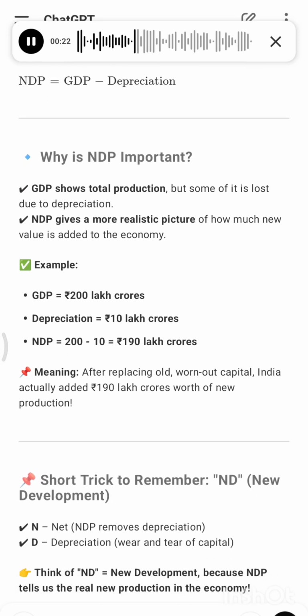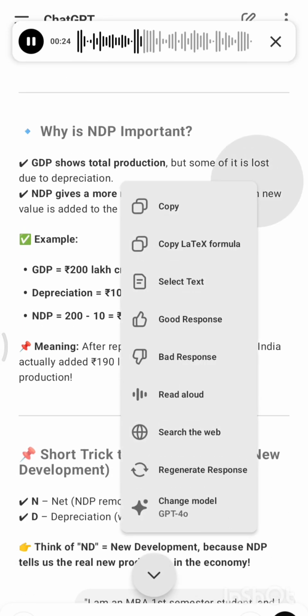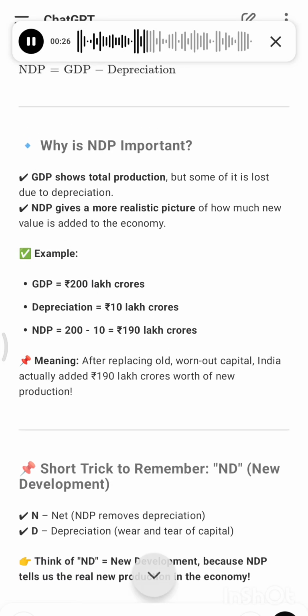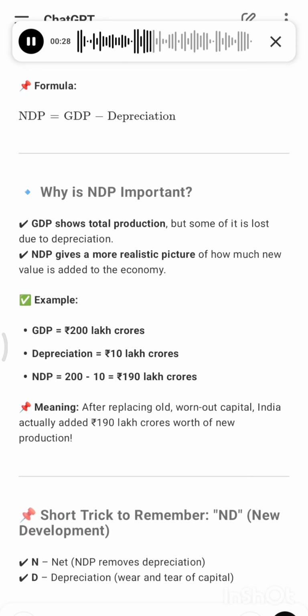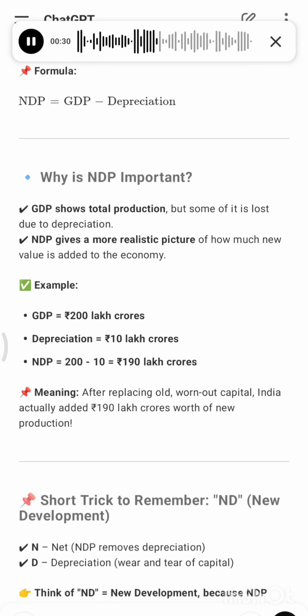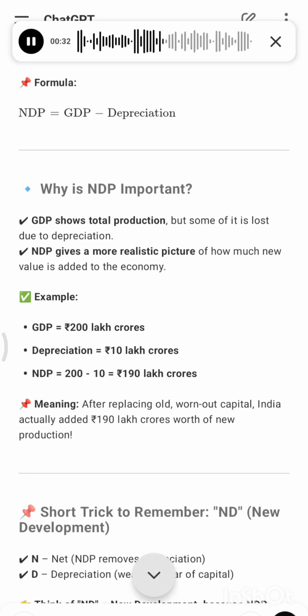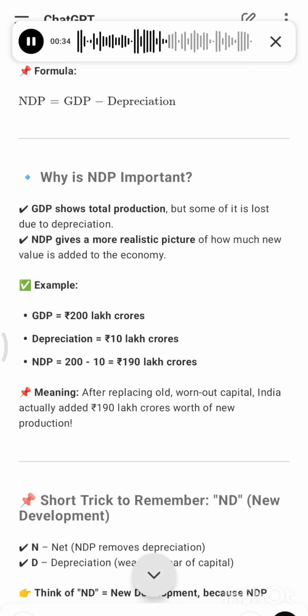Why is NDP important? GDP shows total production, but some of it is lost due to depreciation. NDP gives a more realistic picture of how much new value is added to the economy. Example: GDP is 200 lakh crores, depreciation equals 10 lakh crores. NDP equals 200 minus 10, 190 lakh crores. Meaning, after replacing old, worn-out capital, India actually added 190 lakh crores worth of new production.